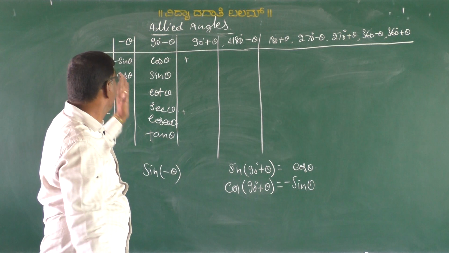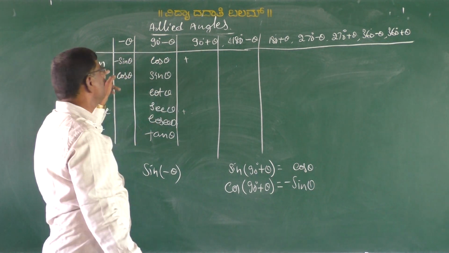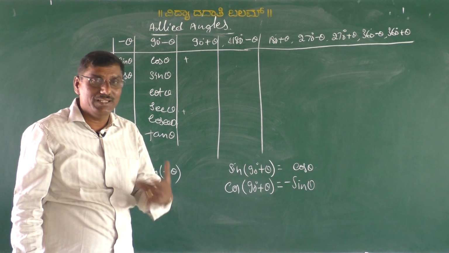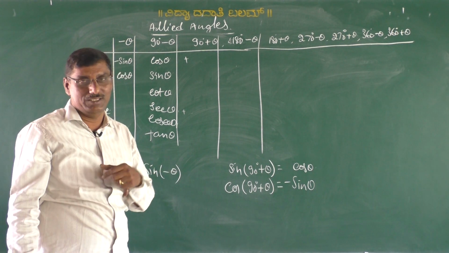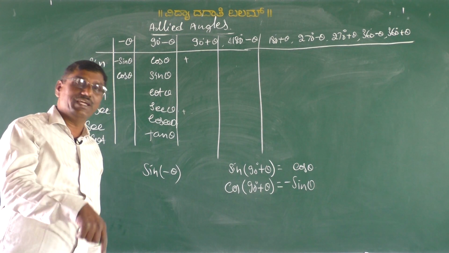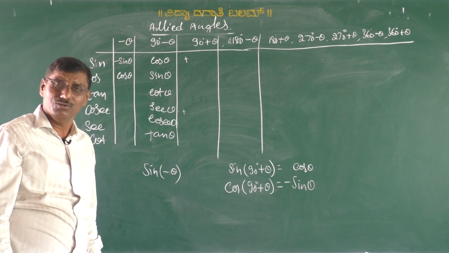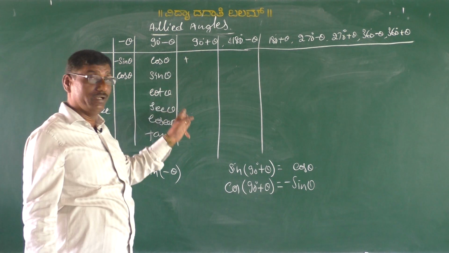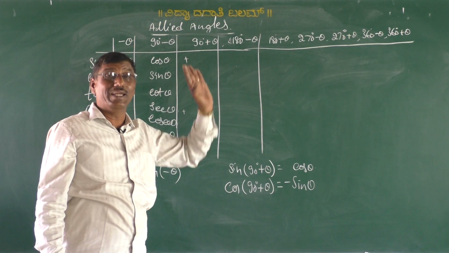For 180, we get the same ratio. Sine of 180 minus theta is sin theta. But what about the sign? 180 minus theta belongs to the second quadrant. 180 minus theta is also in the second quadrant, so the same signs are repeated here.